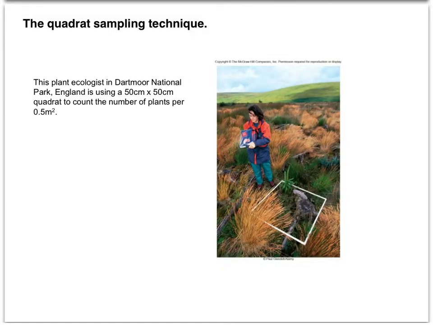Here's just another photograph of a plant ecologist using a 50 by 50 centimeter quadrat here in order to count the number of plants for every 0.5 meters squared. Okay, so how do we go from counting numbers of individuals within a quadrat to estimating our total population size?